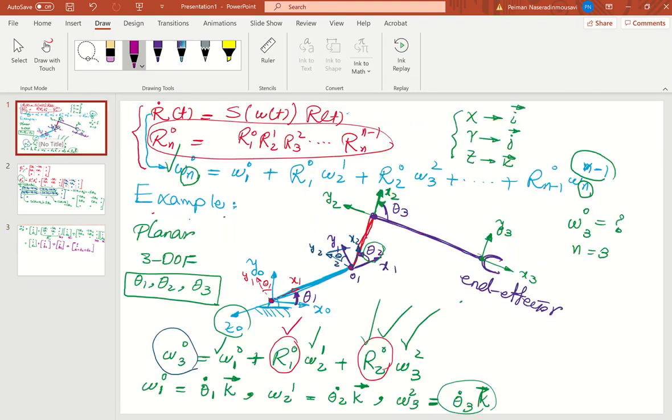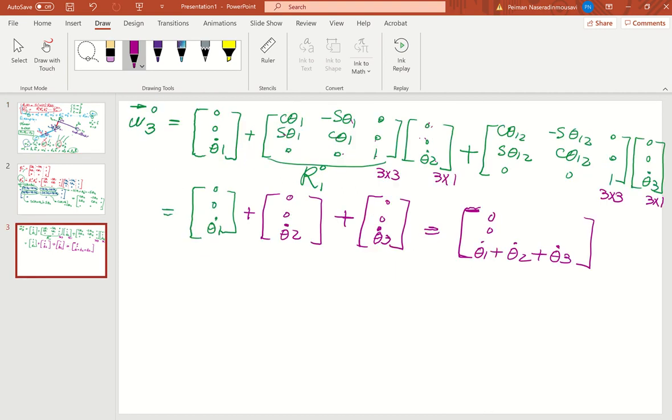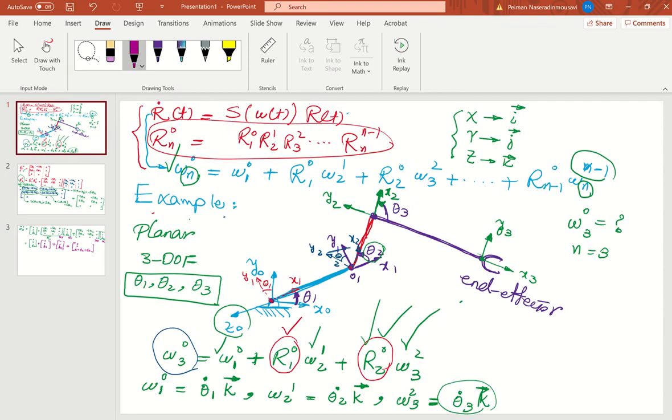Okay, summation of all angular velocities. So you see that this is a planar robot. This is a shortcut for planar robots, guys, at least at this stage I'm teaching. Just look at the vectors of rotations.